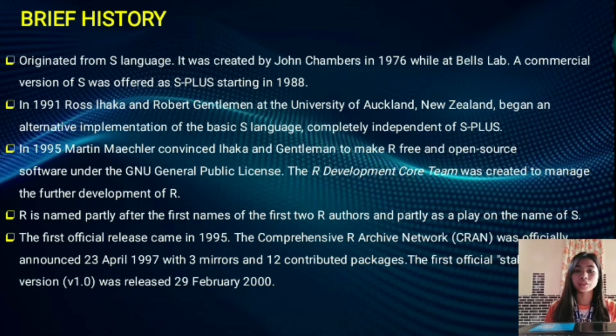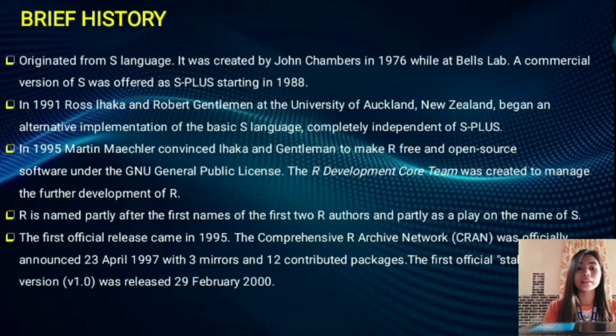The R programming language originated from the S language. It was created by John Chambers in 1976 while at Bell Labs. A commercial version of S was offered as S-PLUS starting in 1988. In 1991, Ross Ihaka and Robert Gentleman at the University of Auckland, New Zealand began an alternative implementation of the basic S language, completely separate from S-PLUS.